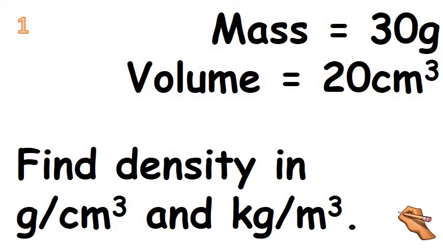So question 1. We're given an object which has a mass of 30 grams and a volume of 20 centimeters cubed. Find the density in grams per centimeter cubed and kilograms per meter cubed. So you have to give 2 answers using the different units. Try it out.